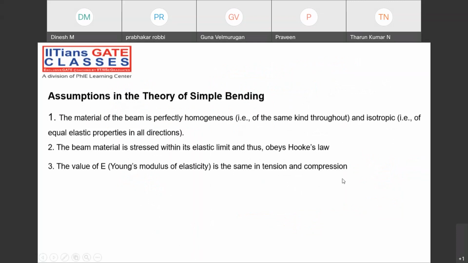Not only these assumptions, there is a fourth assumption that I did not mention over here. Just note down the 3 assumptions, and I will mention the 4th. The material must be perfectly homogeneous and isotropic. Of course, that is the rule for all strength of materials. The beam material is stressed within the elastic limit, and it should follow Hooke's law. I said that while drawing the mild steel diagram. Our strength of material is this zone. The moment you cross this zone, problems will come.